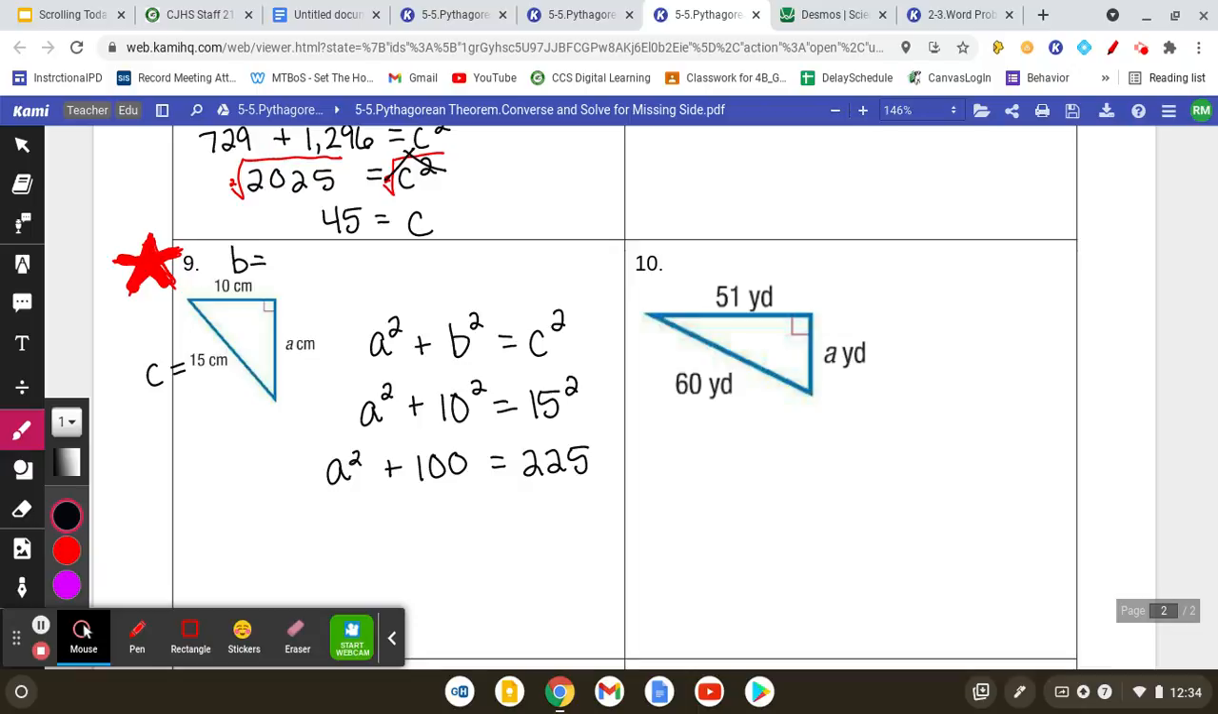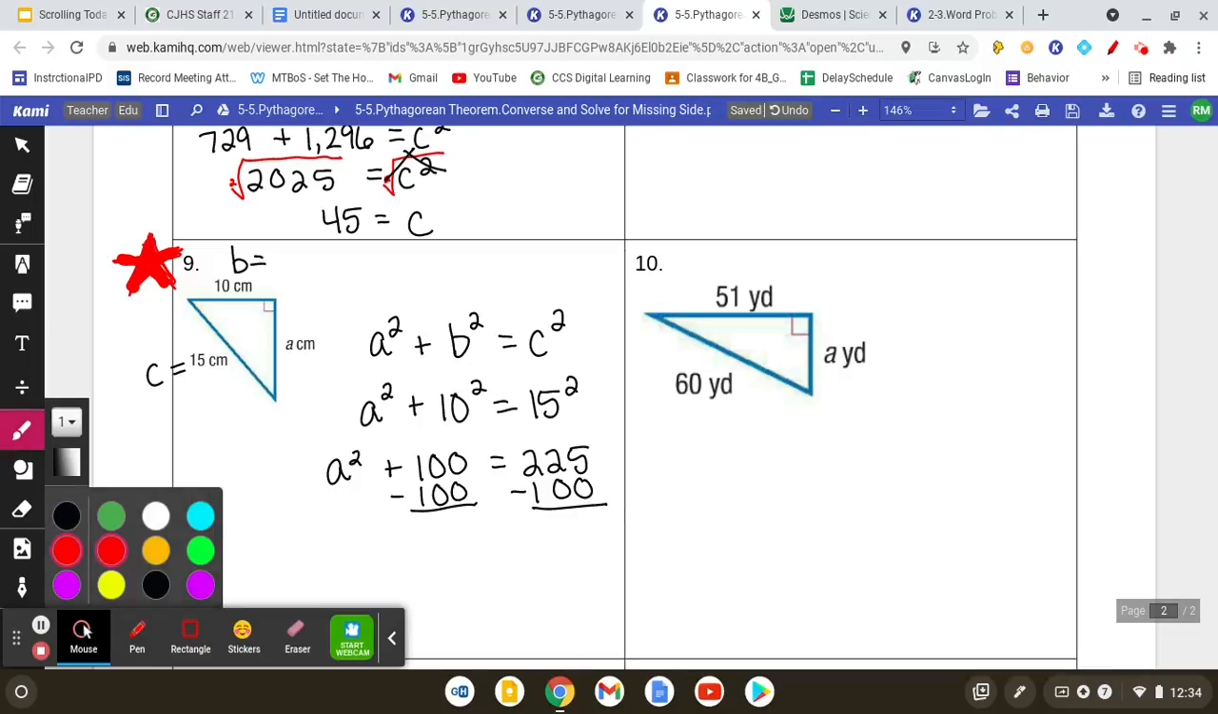So next thing, we need to get a by itself. We need to isolate the variable. In order to do that, we need to undo the plus 100. So I'm going to subtract 100 from both sides. 100 minus 100, that's just going to give me 0. So we don't need to worry about that. And we are going to bring down the a squared equals 225 minus 100 is going to give me 125.